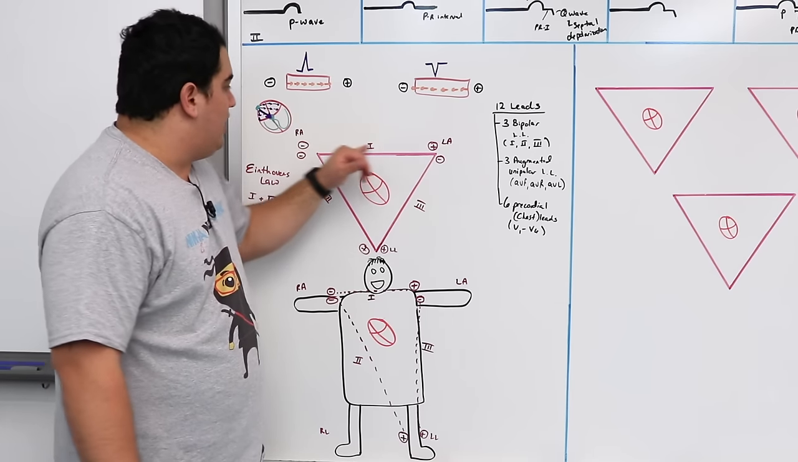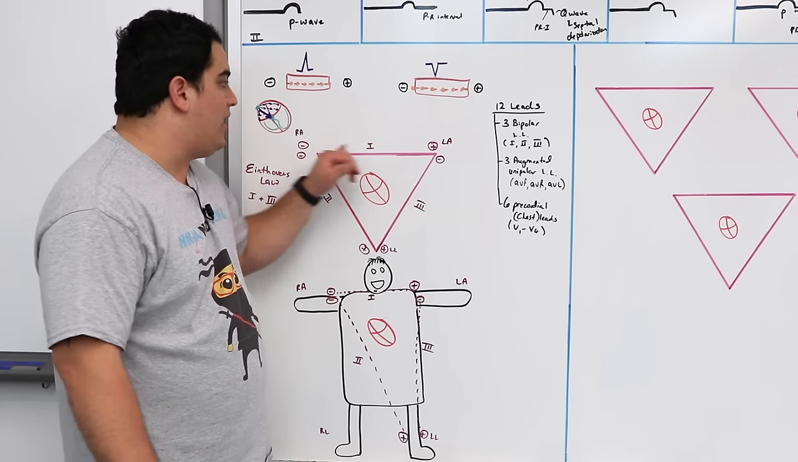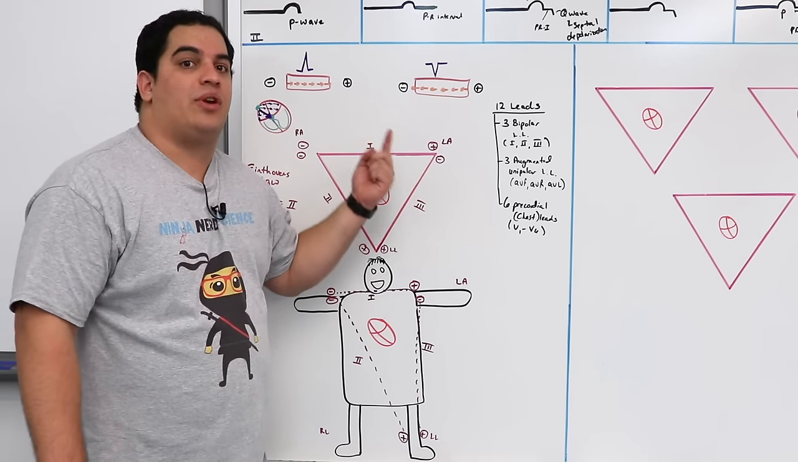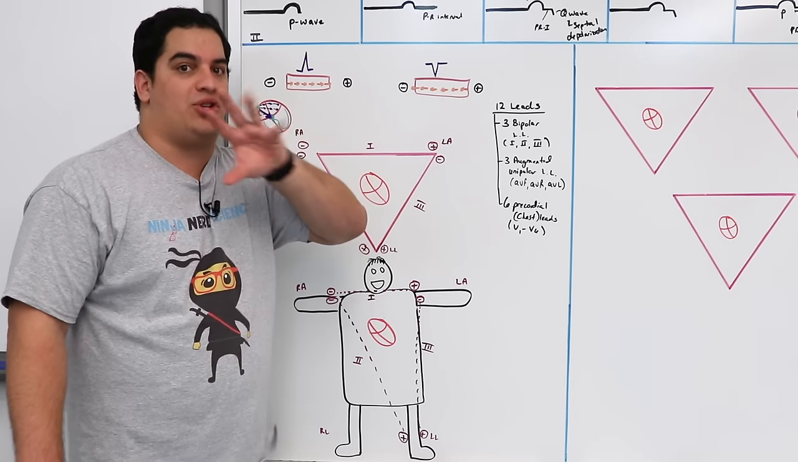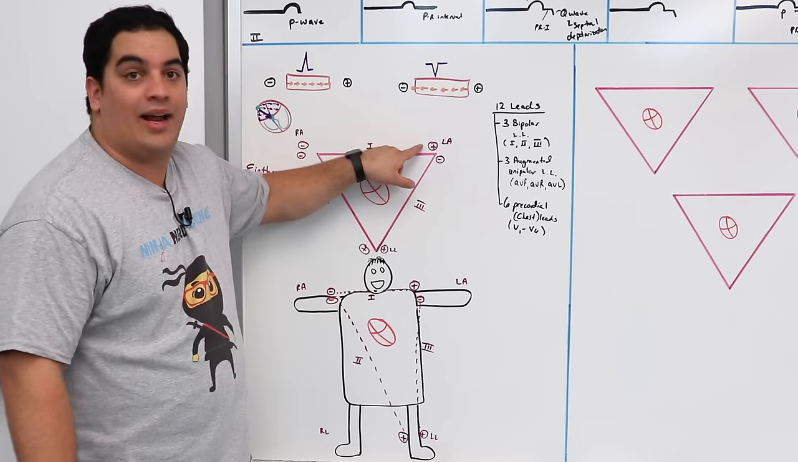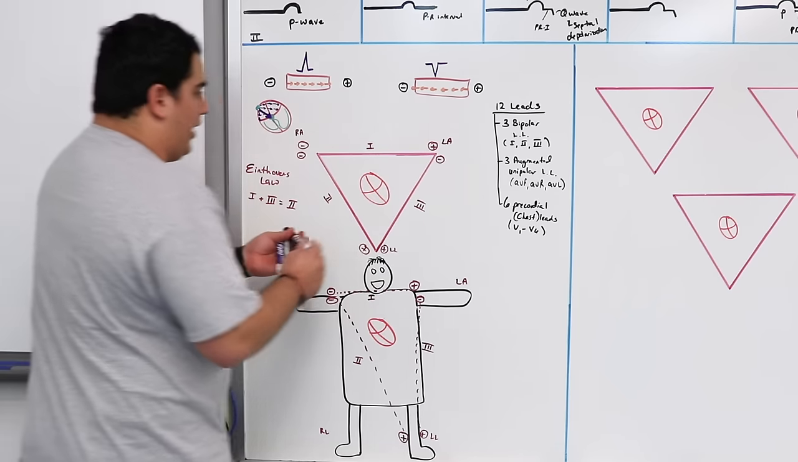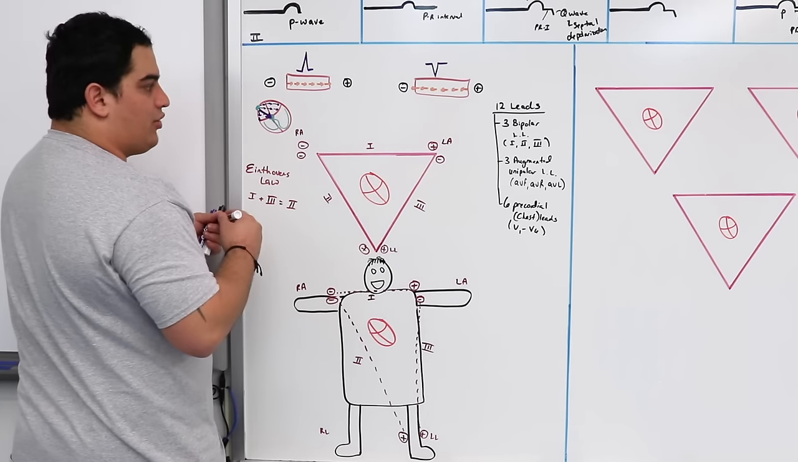The axis of this lead, right? You have a negative electrode and a positive electrode here. That's going to be making up lead one. The positive electrode is the exploring electrode. Here's the way I want you to think about this. Imagine the positive electrode is your eye, okay? Imagine it's your eye, and you're looking towards the negative electrode.